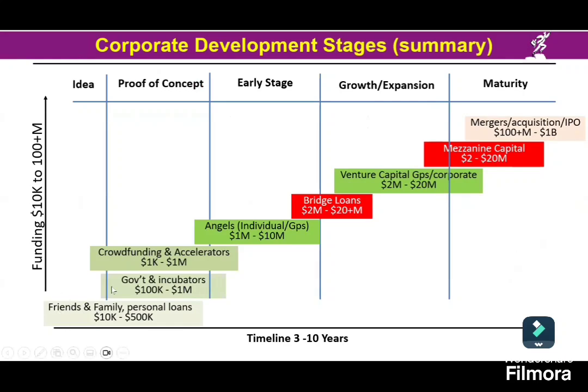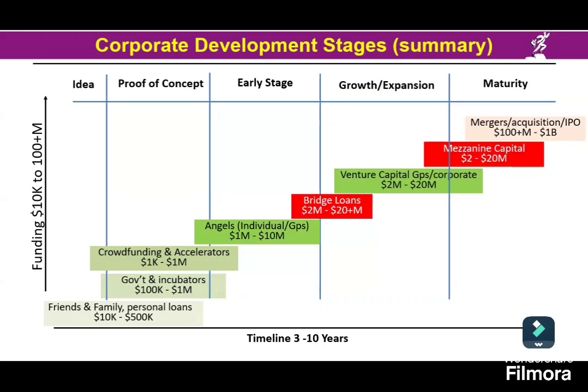Initially, you get it from family and friends, which is not more than $10,000 to $500,000, and then you go to accelerators, the angel funders. I'll talk about what the angel funders are, venture capitals. As your company is progressing, and I'm showing here from 3 to 10 years at the bottom on the x-axis, the y-axis shows how funding is increasing from $10,000 to $100+ million.